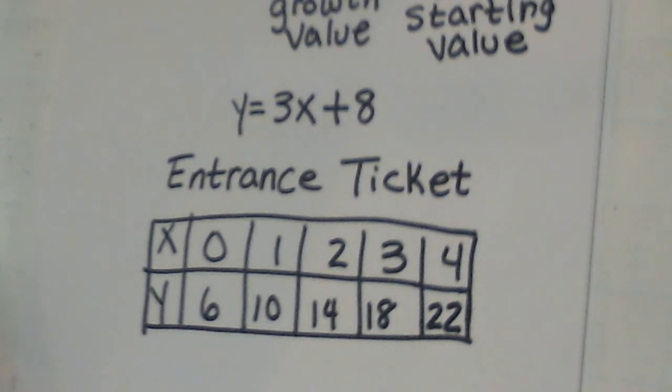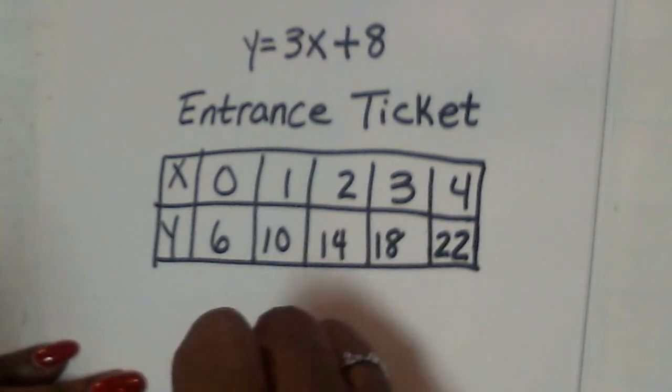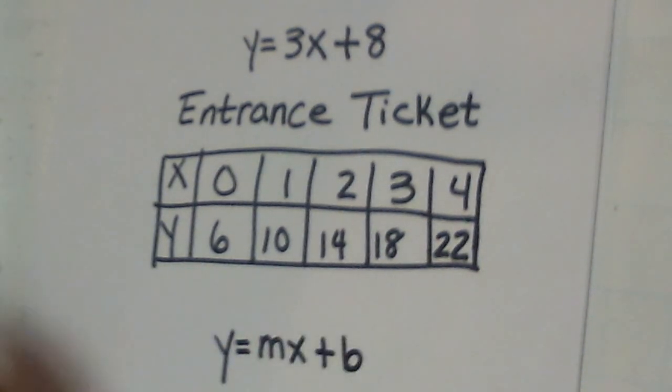Okay, now, when given the table, where do you look to find the growth value and the starting value? So that's what you have to do. Write down where you look to find the growth value and the starting value. Then write the equation. The equation should be in the form y equals mx plus b. It has to be in that form. Use your notes in this video to help you do the entrance ticket.